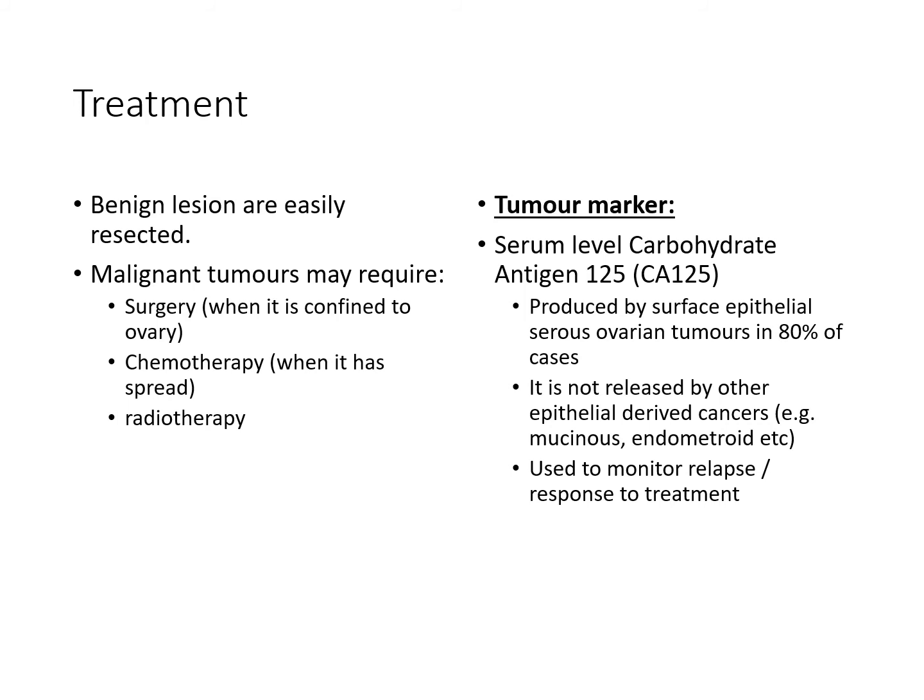There is a tumor marker that is associated with the epithelial tumors, and this is a serum level carbohydrate antigen 125 or CA125. It is produced by surface epithelial serous ovarian tumors in 80% of cases and is not released by other epithelial-derived cancers such as mucinous or endometrioid. This is used to monitor relapse or response to treatment.